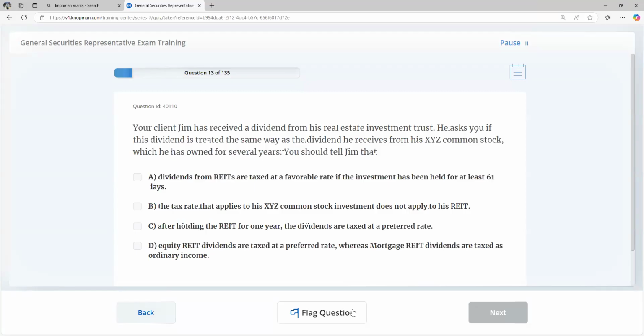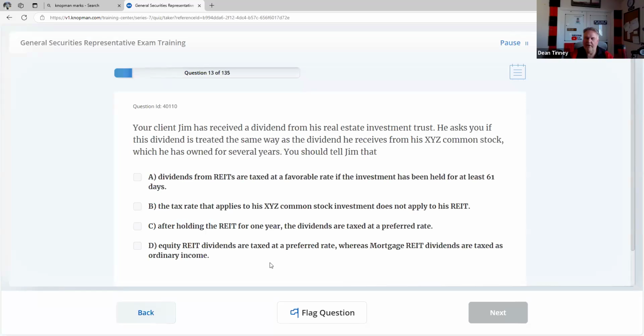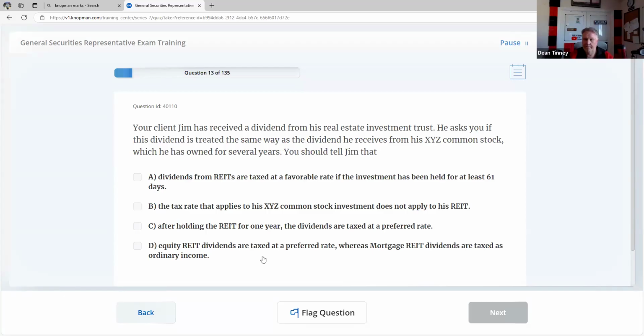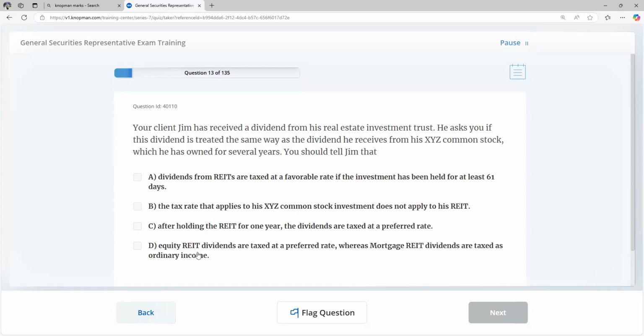After holding the REIT. A taxable rate that applies to his common stock. Dividends from REITs are taxed at a favorable rate. Isn't there some kind of holding period for a REIT, for a year? Well, no, the pivot is that his common stock he's owned for several years. Okay, so I think the dividends are taxed at the preferred rate after holding the REIT for one year. The tax rate applies to the common stock investment. Does not apply to his REIT.